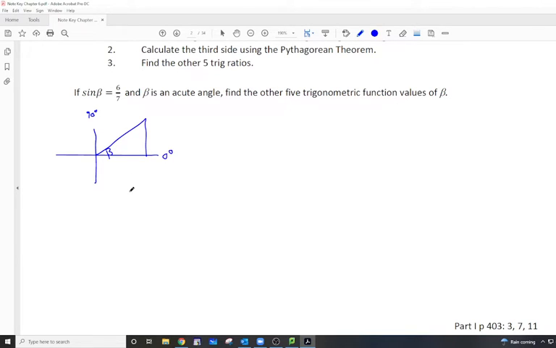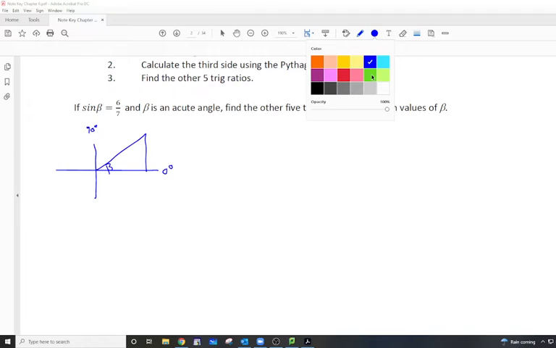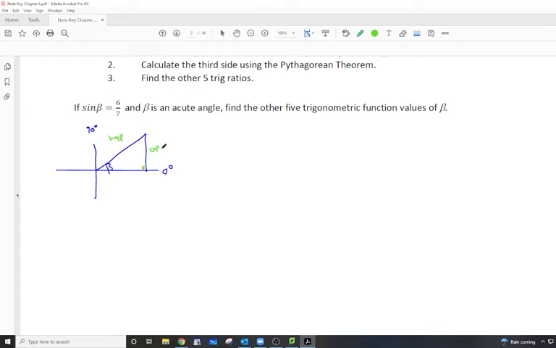If you want to leave out the quadrants and just draw a triangle, that's fine. But the more I can get you used to seeing things that are coming up now, it'll be less of a push to put them in there later. Now, from beta, I would label my sides. So from beta, I'll start with my hypotenuse. It's always across from my 90-degree angle. This is my opposite, and this is my adjacent.